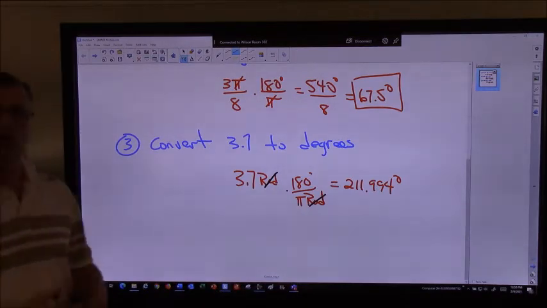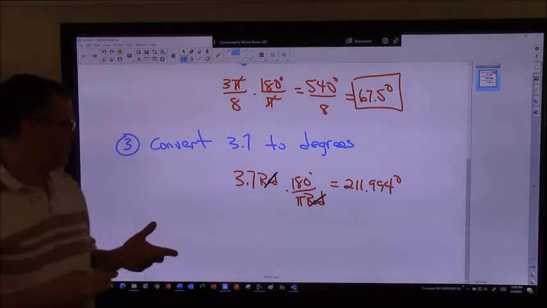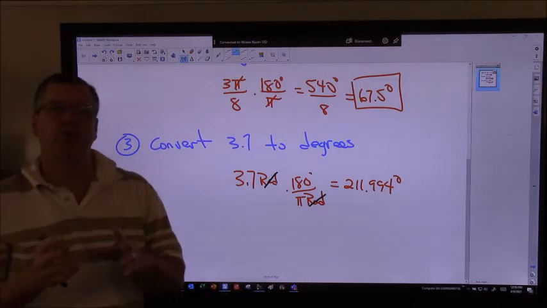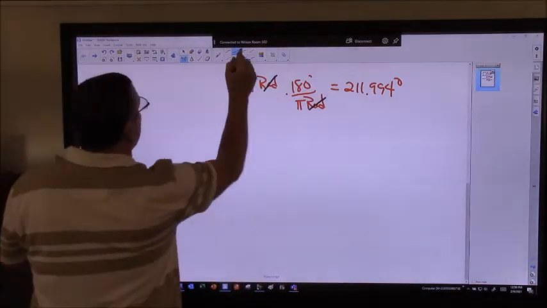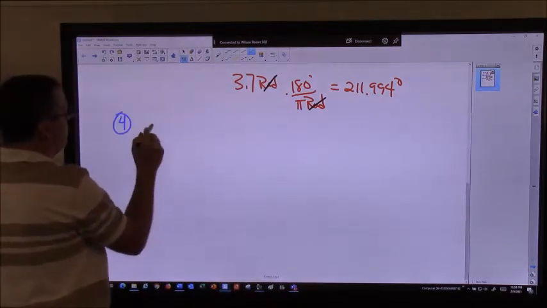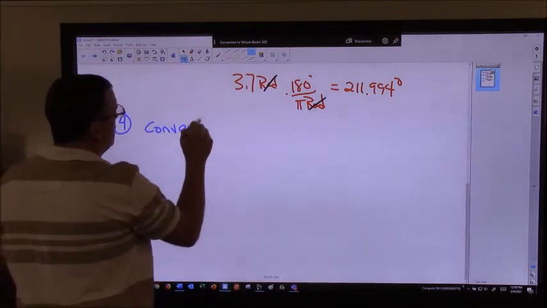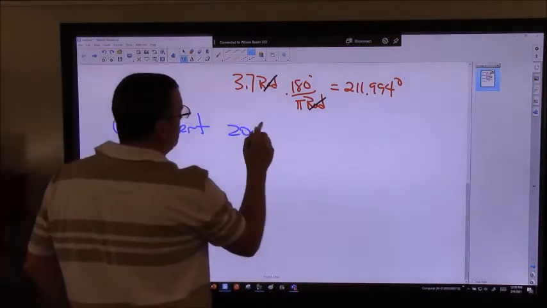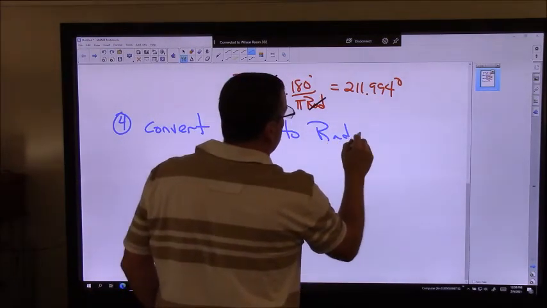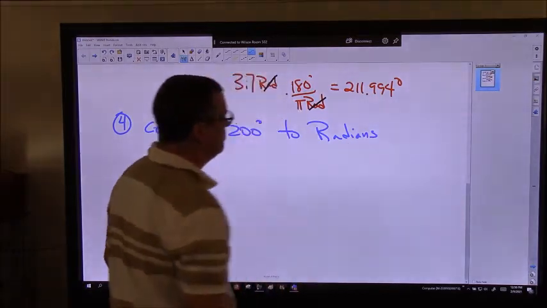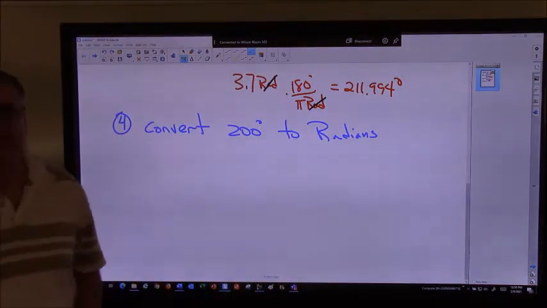Let's try one where we're going the other direction. I've got a measurement in degrees, and I want to convert that back to radians. So, convert 200 degrees to radians. You guys go ahead and give it a shot.